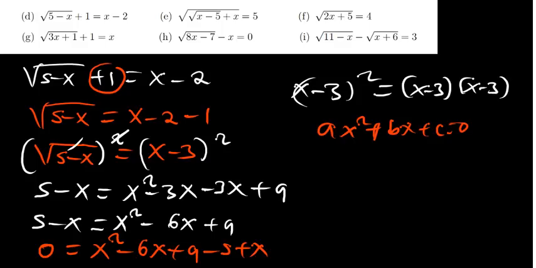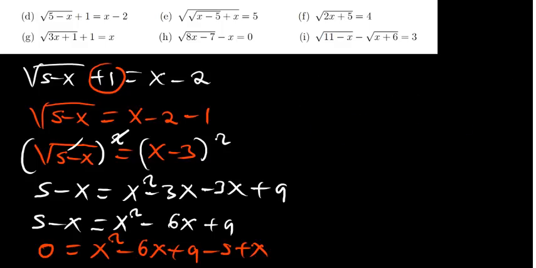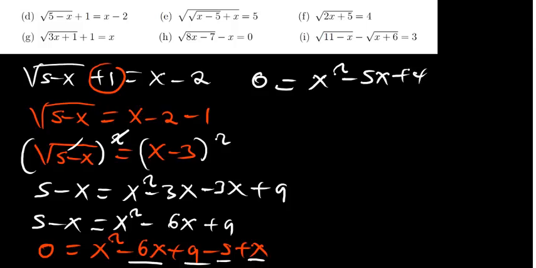Let me get rid of this. Now from here I can see that this negative 6x and this x can add, and this 9 and this negative 5 can add. So I'm going to have 0 is equal to x squared. Negative 6x plus x is going to give me negative 5x. 9 minus 5 is going to give me 4. Okay?